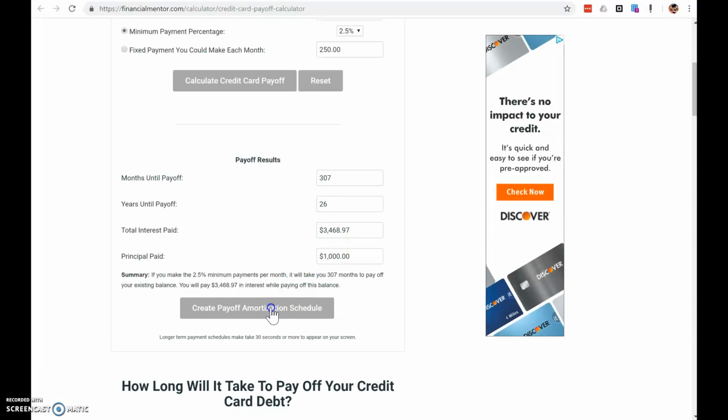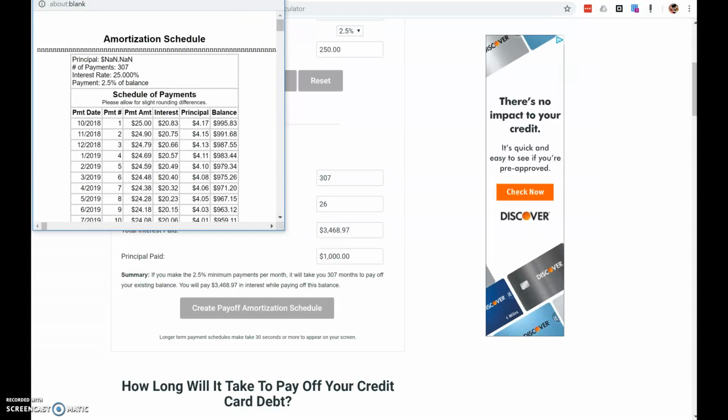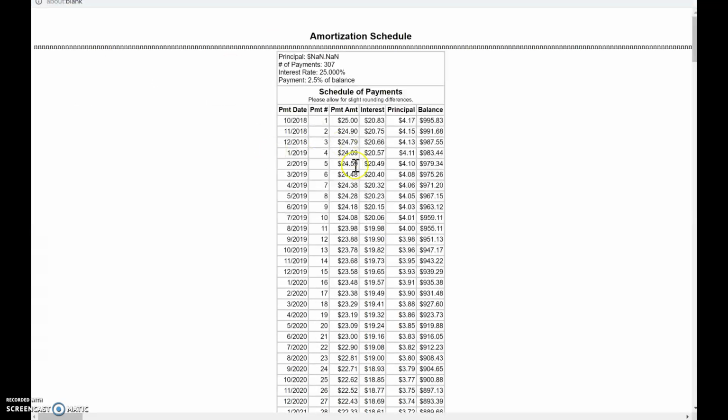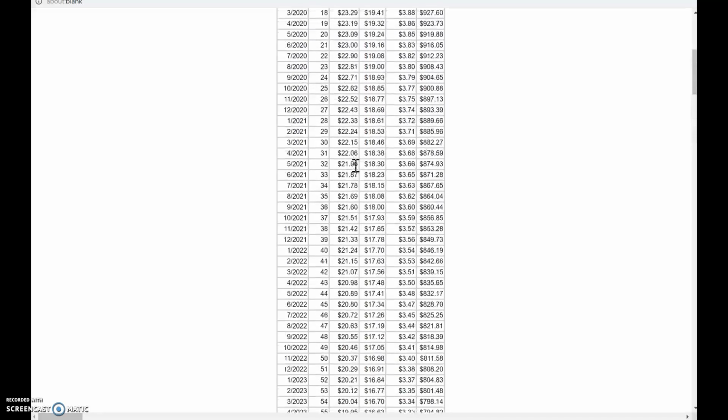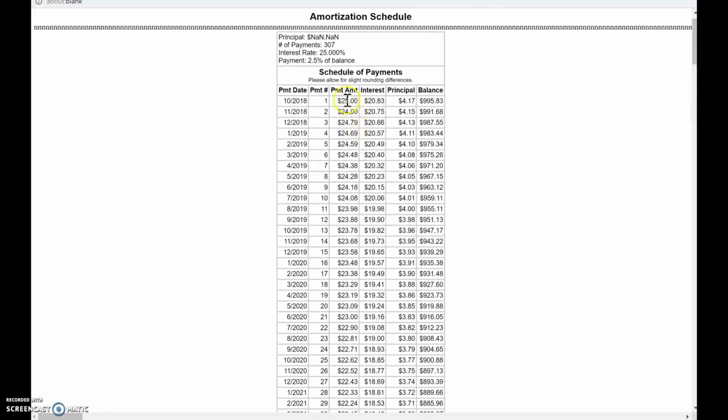You can also create this payoff amortization table, and it will show you each payment that you're going to have to pay off in the next 26 years. And so you can see how much of it is interest and how much is actually principal. So when you pay that $22, only $4 of it's going to principal. The rest of it's going to interest. And because you have to pay 25% interest, it continues to look that way for the entire time.